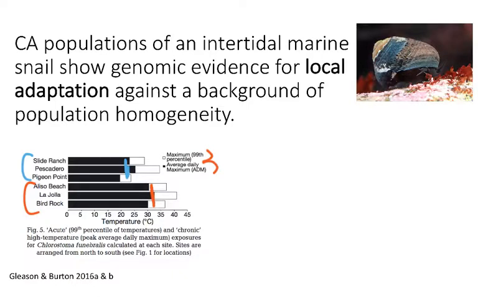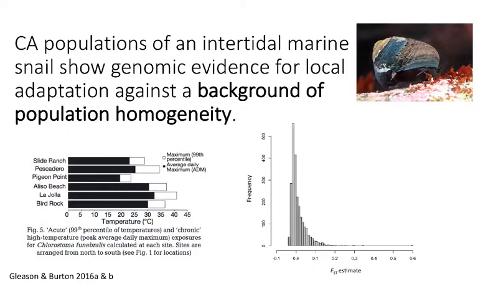And so what this leads to is local adaptation, but importantly, we have local adaptation against a background of population homogeneity. So what does that mean? What I want to emphasize is that when I say that populations are locally adapted, it does not mean that every single gene in those populations is different. Instead, often what you have is something like this FST frequency distribution we've shown before.